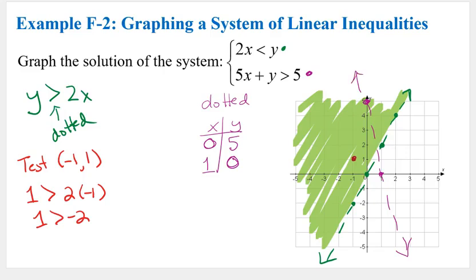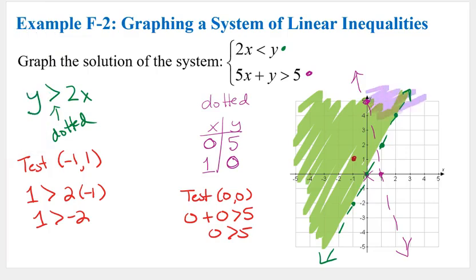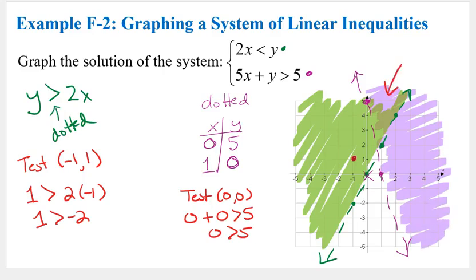Notice this time that it is not on 0, 0, so I'm going to test my 0, 0 this time. So 0 plus 0, is that greater than 5? It is not. So I would not shade below this purple line, I would shade above it. Or to the right, depending on how you want to look at it. So we do have some overlap this time, that's good. So our solution is this little wedge right here. Any point in that wedge will be a solution to both of the inequalities.